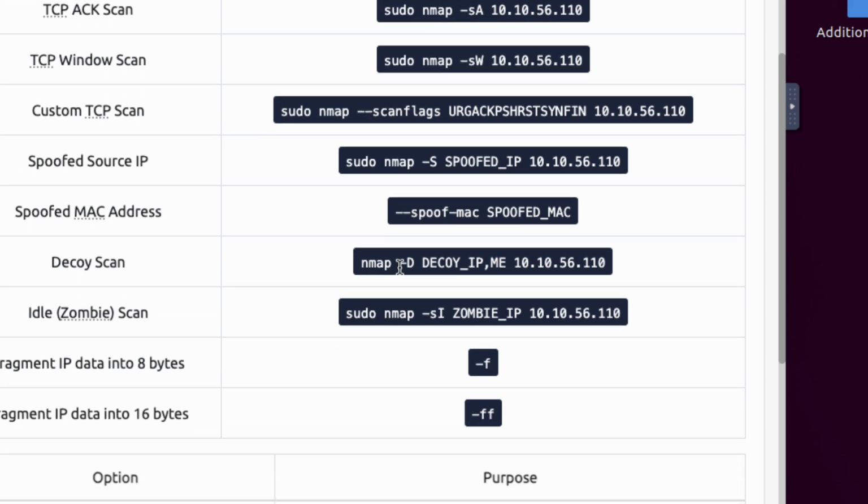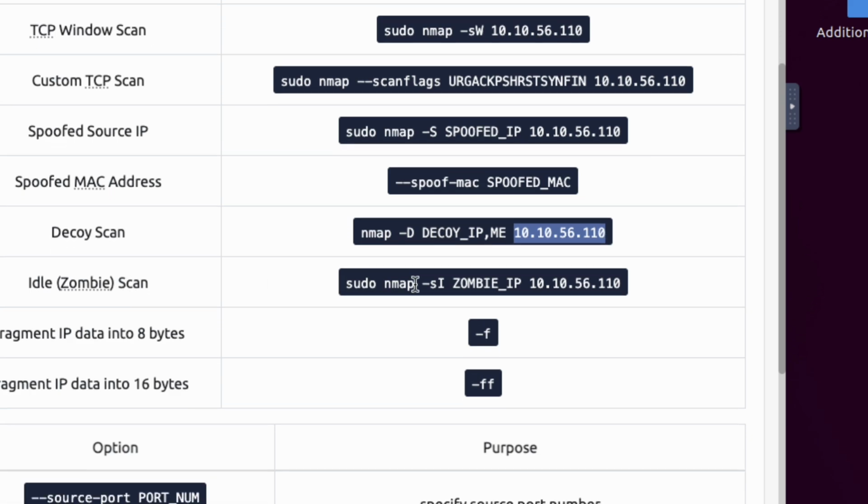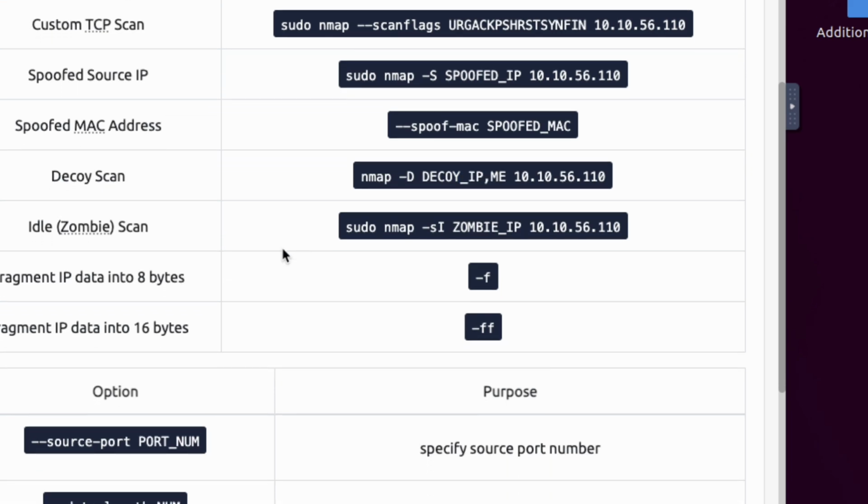Decoy scan ends up having two IPs in here at the very least. It ends up being the decoy IP as well as your IP, and then putting the target over there. And then the idle zombie scan, which is SI for idle, and then you have the zombie IP as well as the target. And as we discussed, the decoy scan could have multiple, right? So you could have 5 IPs in here, and then you could even use random, so RND, for it to choose some random IP addresses on its own.